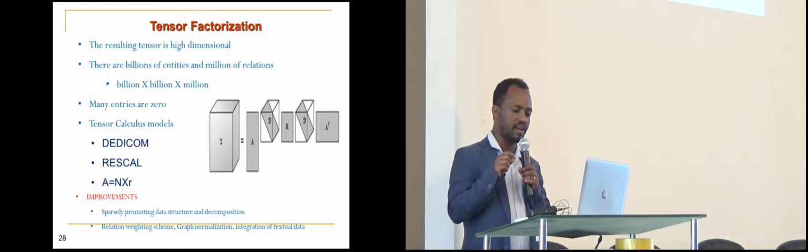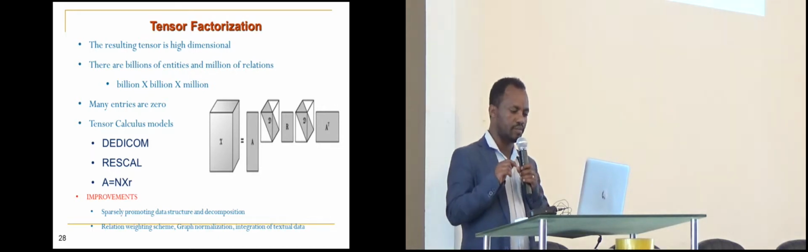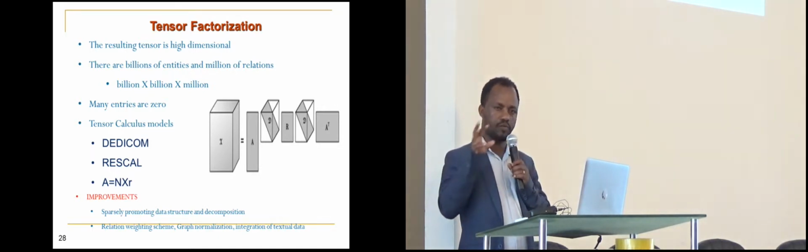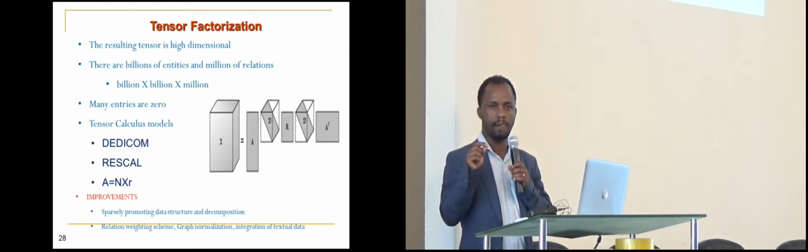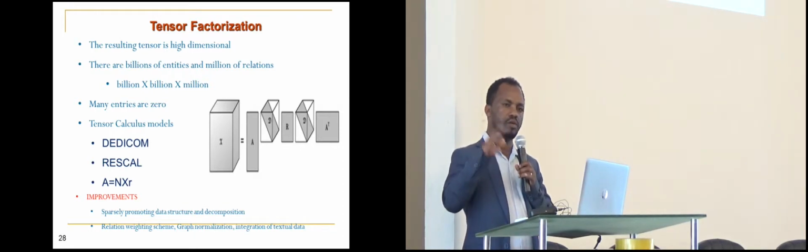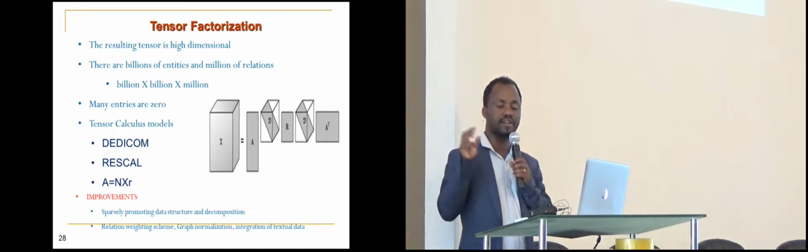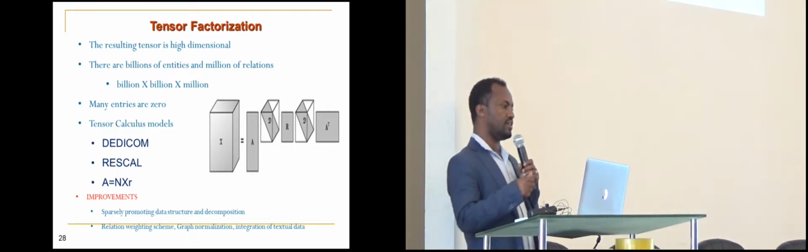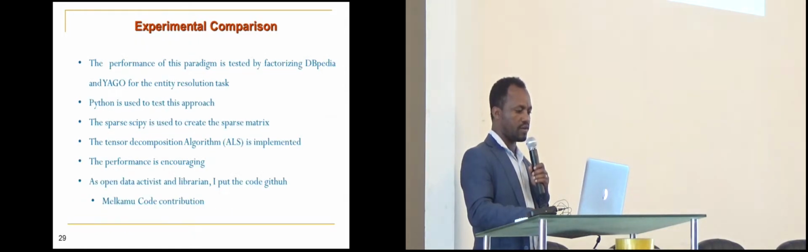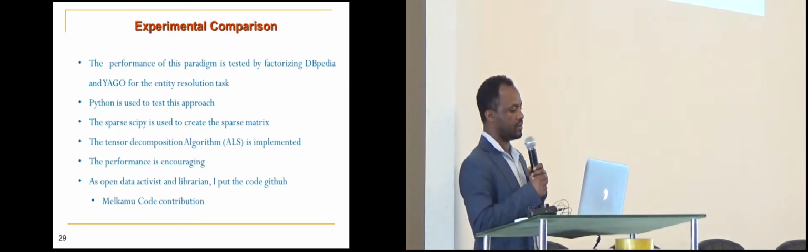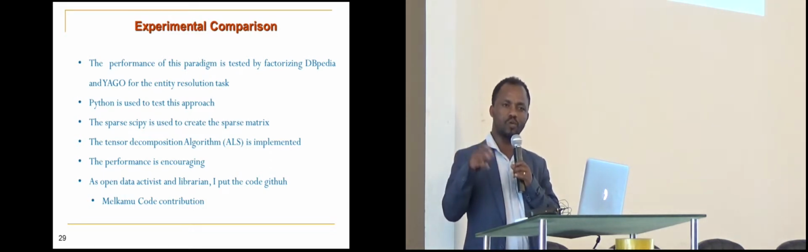I don't want to go into the detail. For this research, we use DEDICOM, but not in its original form. To reduce the dimension, we came up with a sparsity promoting data structure, because many of the tensor elements are 0. So in the DEDICOM model, we introduce the sparsity promoting data structure. The other is the algorithm used to reduce dimension with DEDICOM, called alternating least squares. When the alternating least squares runs, we introduce a weighting scheme.